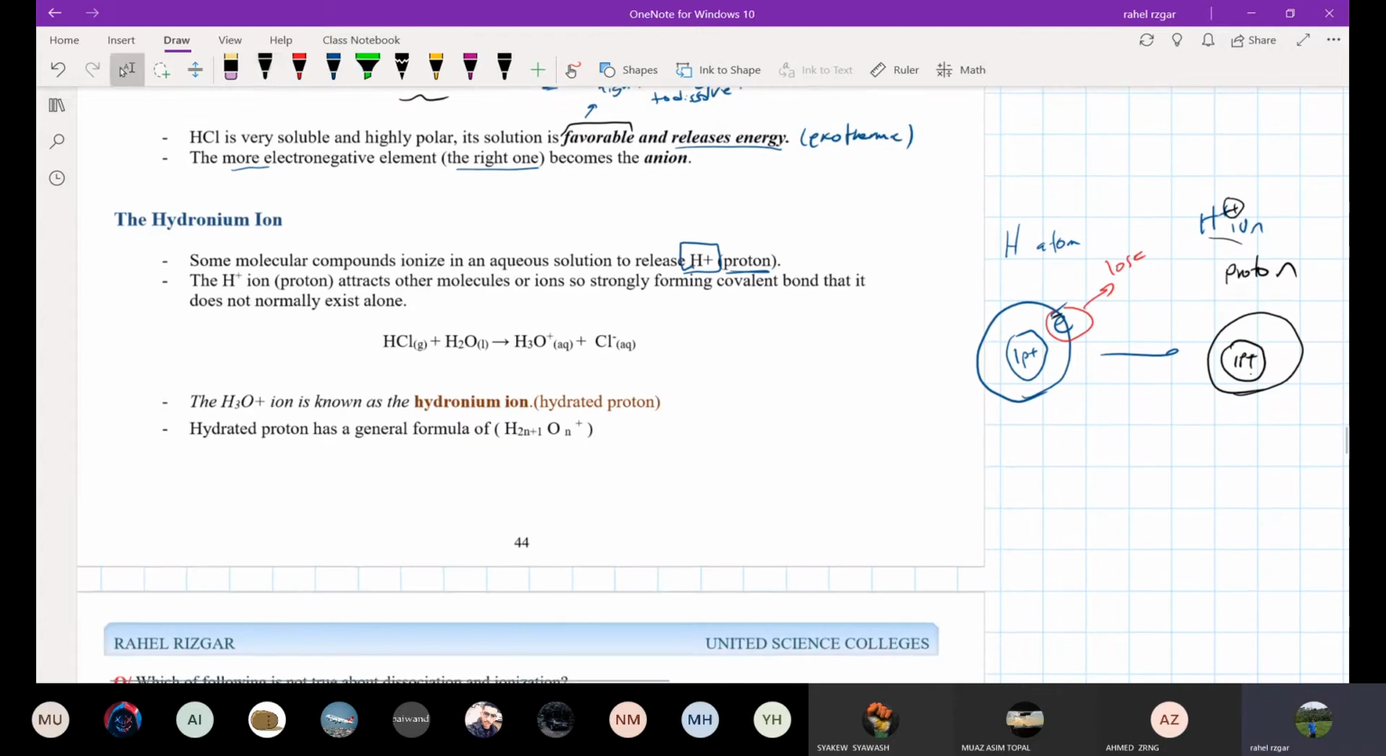But for example, something like lithium, the next thing that loses an electron is lithium, which has 3 protons.